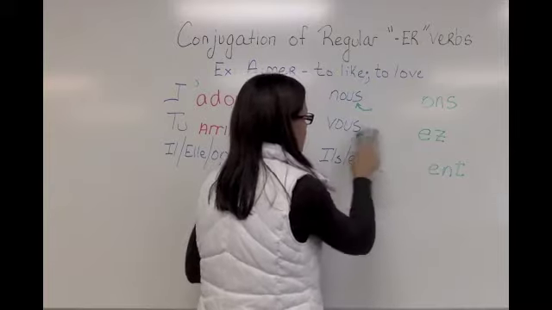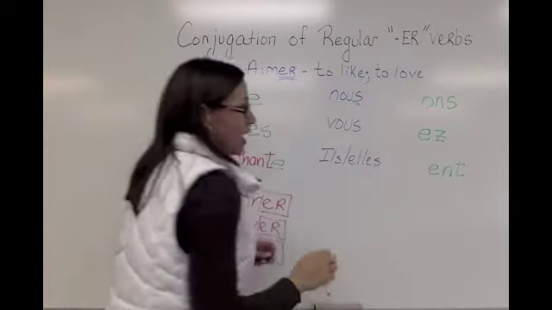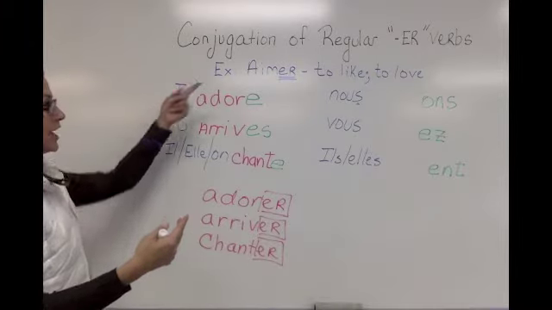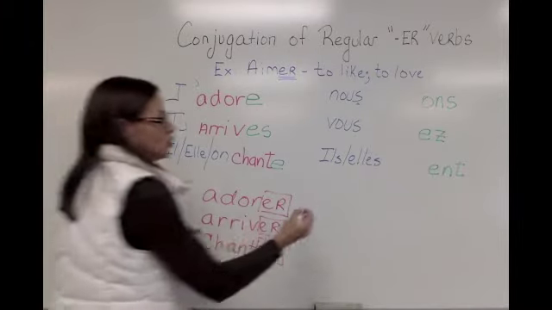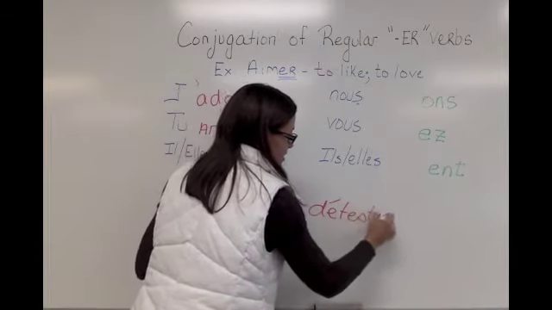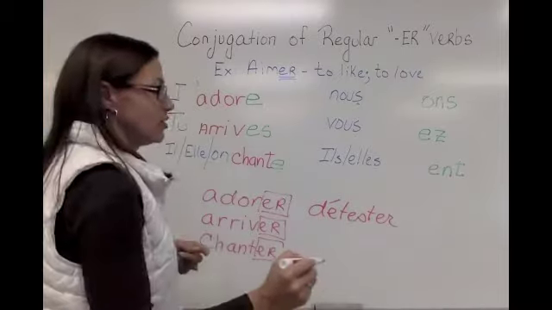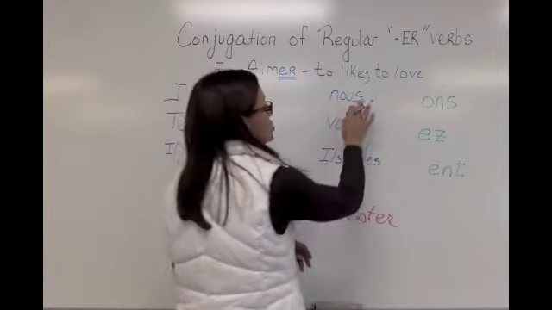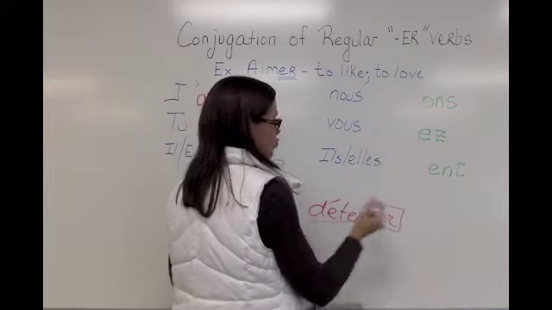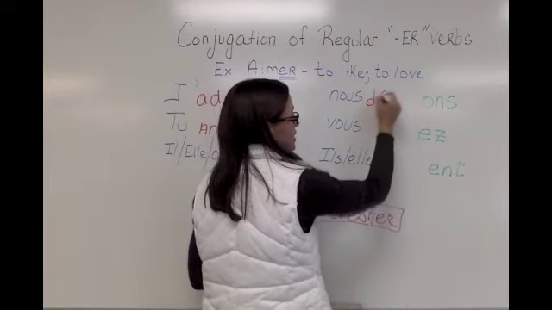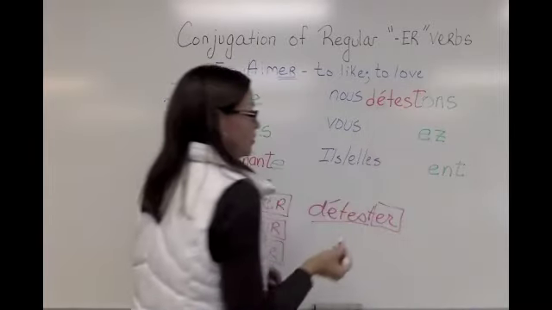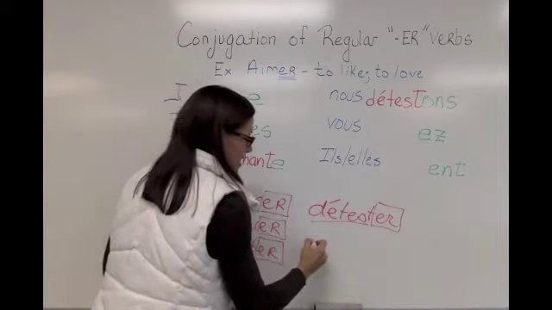Let's get rid of our flying Z's. And another verb that we've done is the opposite of aimer and adorer. We have détester. Détester, okay, which means to hate. So, nous. Here's my ending. Here's my root. Nous détestons.